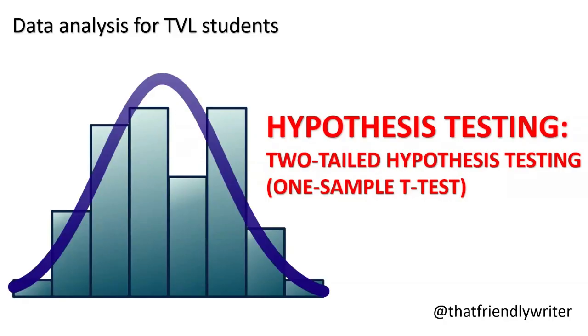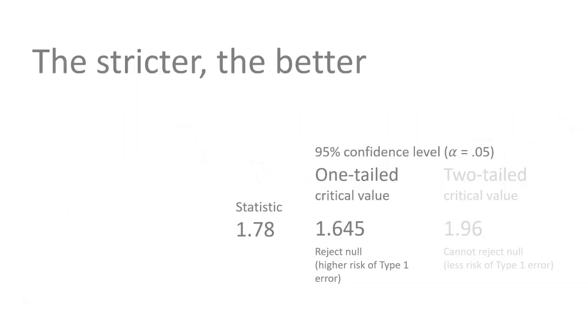Today, we'll finally learn the two-tailed hypothesis testing as an easier replacement for the one-tailed test. Alright, let's get started. In a hypothesis test, we should understand that the stricter the test is, the more valid conclusions we may have. Suppose we have a statistic of 1.78, and under a one-tailed 95% confidence level, the critical value is 1.645. This means we are able to reject the null hypothesis under this critical value.